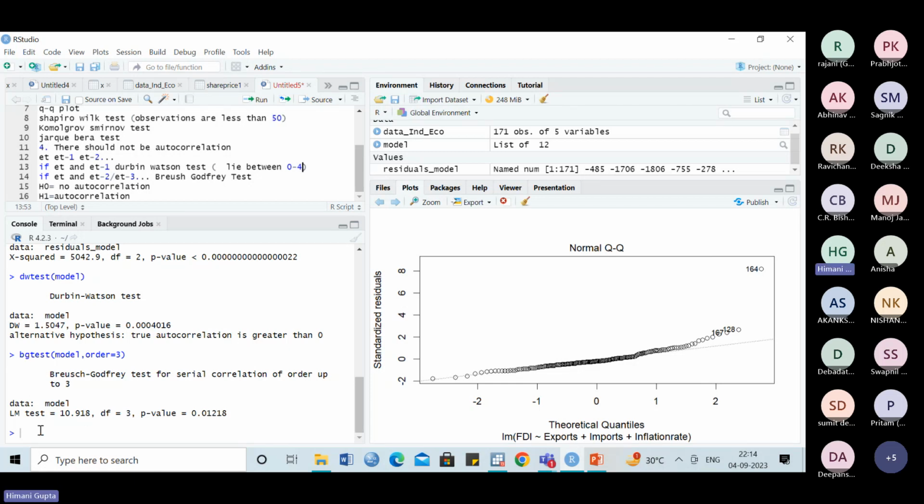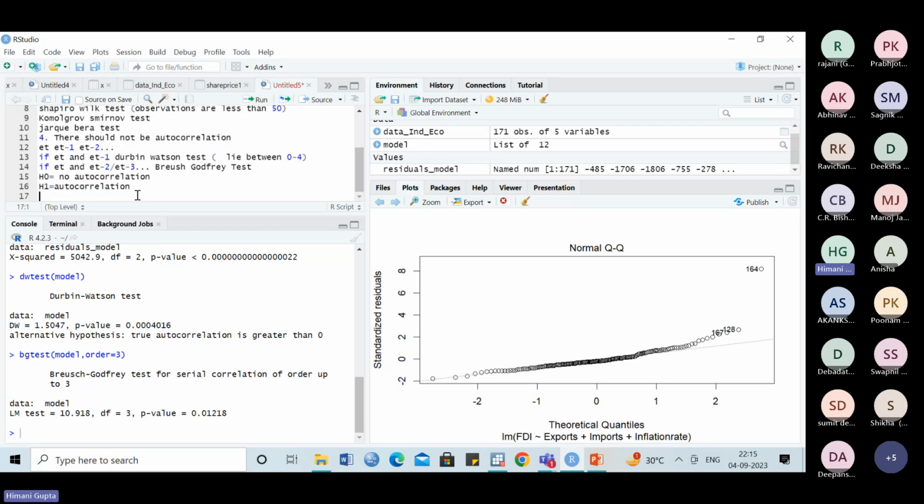So now should I go with the Excel also or with the software only? Madam, software only. Okay, madam. Okay, fine. So next is your fifth assumption: there should not be any multicollinearity.